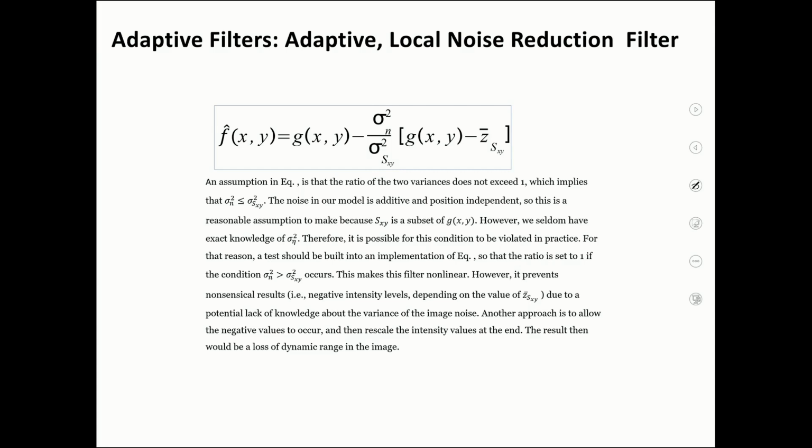In other words, we are getting negative values which were not there before, so we're taking the wrong information. In that case, when sigma of the noise is greater than sigma sxy of the portion, I should take the whole ratio equal to 1.